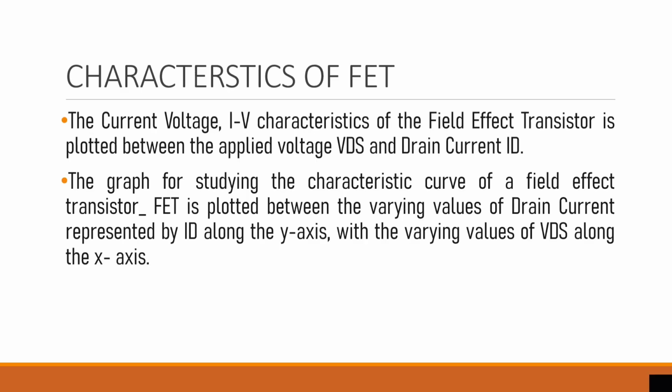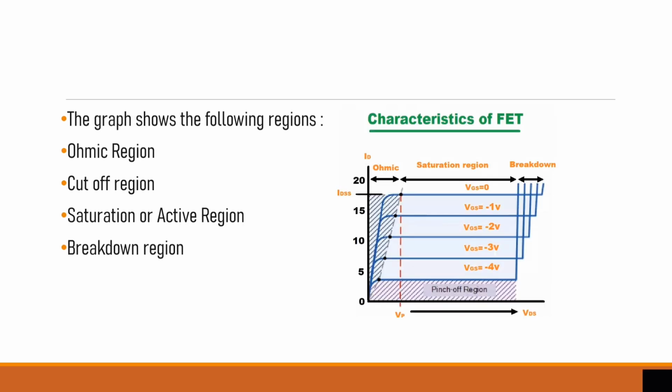Now we are going to discuss the characteristics of FET. The current-voltage (IV) characteristics of the field effect transistor are plotted between the applied voltage VDS and drain current ID. The graph for studying the characteristic curve of a FET is plotted between the varying values of drain current, represented by ID, along the y-axis with varying values of VDS along the x-axis. The graph shows the following regions.